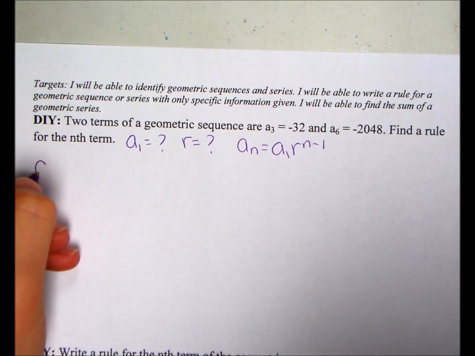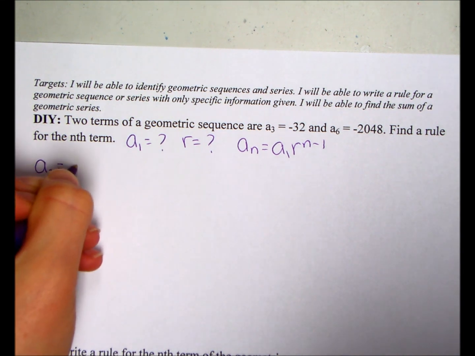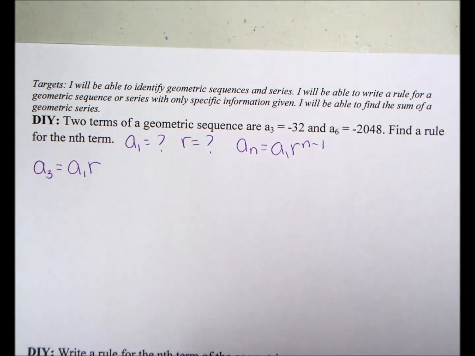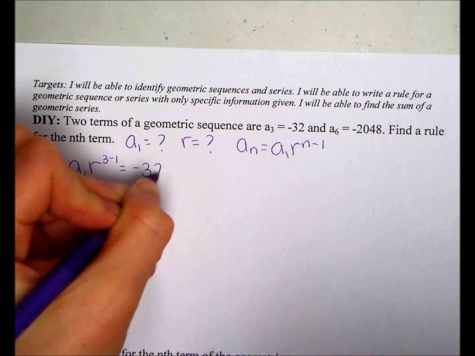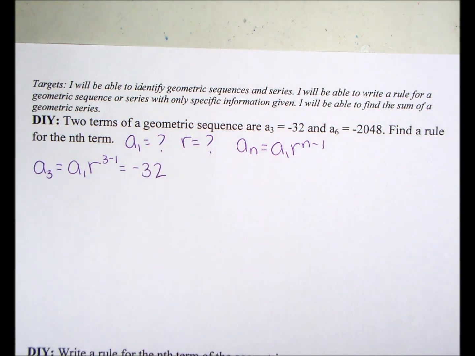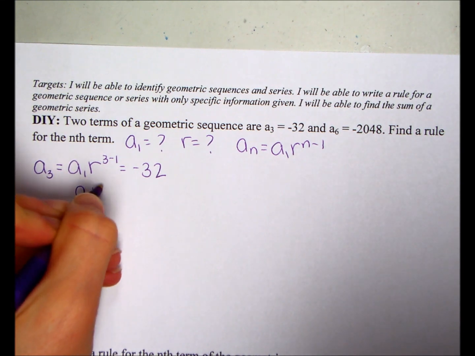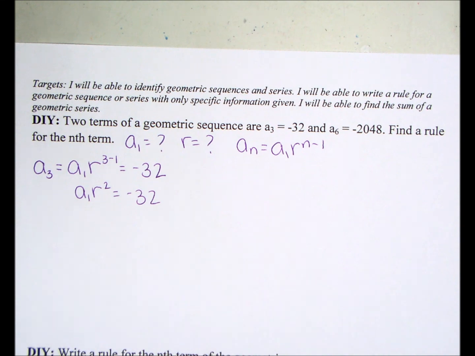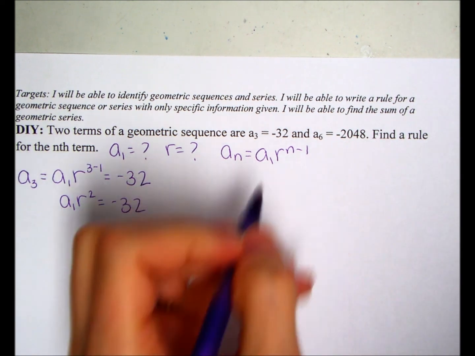So my third term, they tell me it's equal to negative 32. So I know it's equal to the first term times the rate, which I don't know, to the n minus 1. So just like we did on the previous page, I know this simplifies to a1 times r squared is equal to negative 32. Alright, so I'm kind of done with that side. Then I'm going to use the sixth term and work with that.